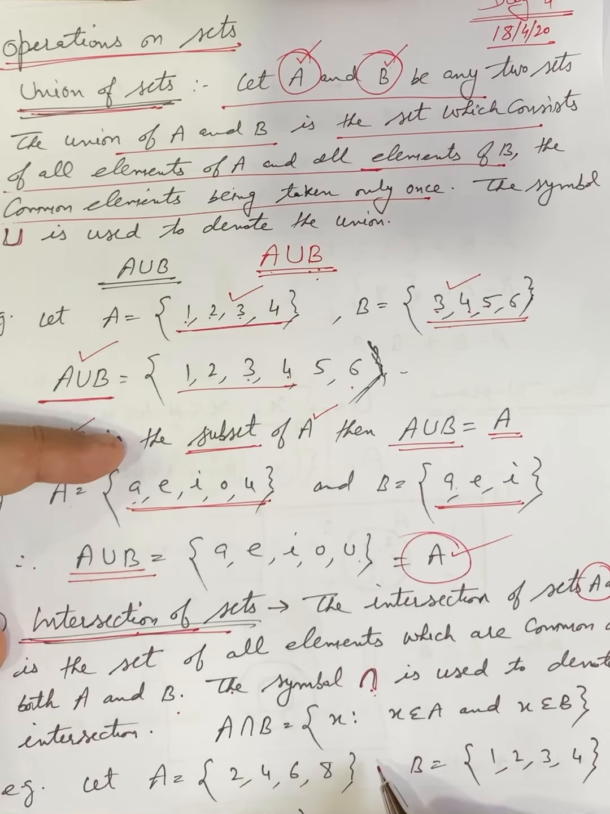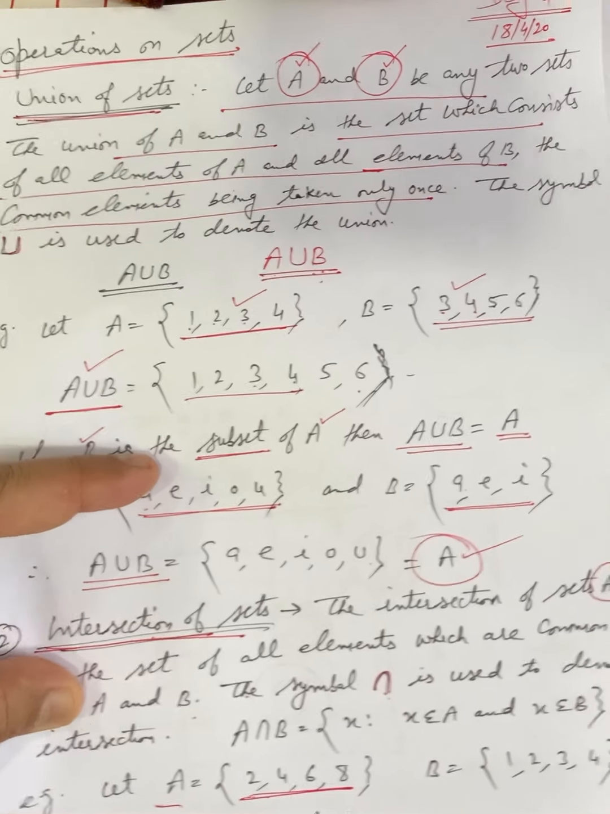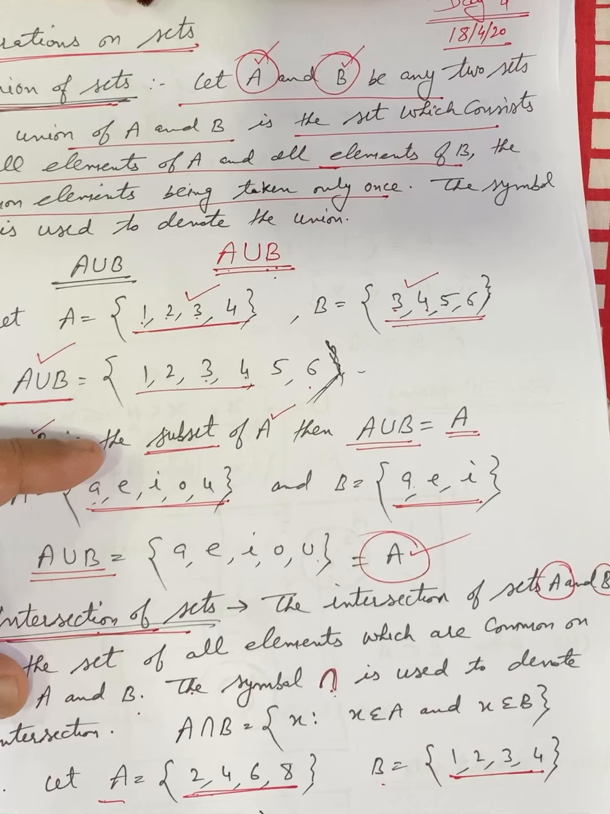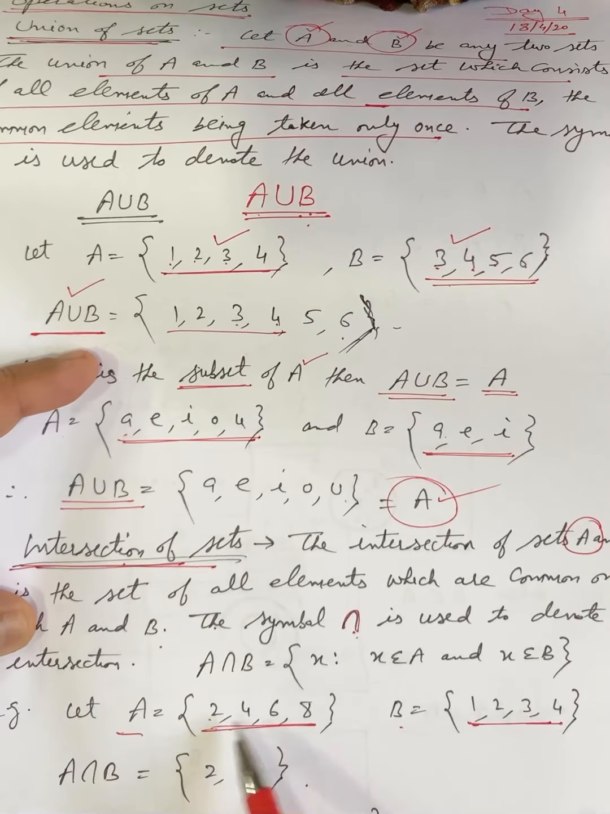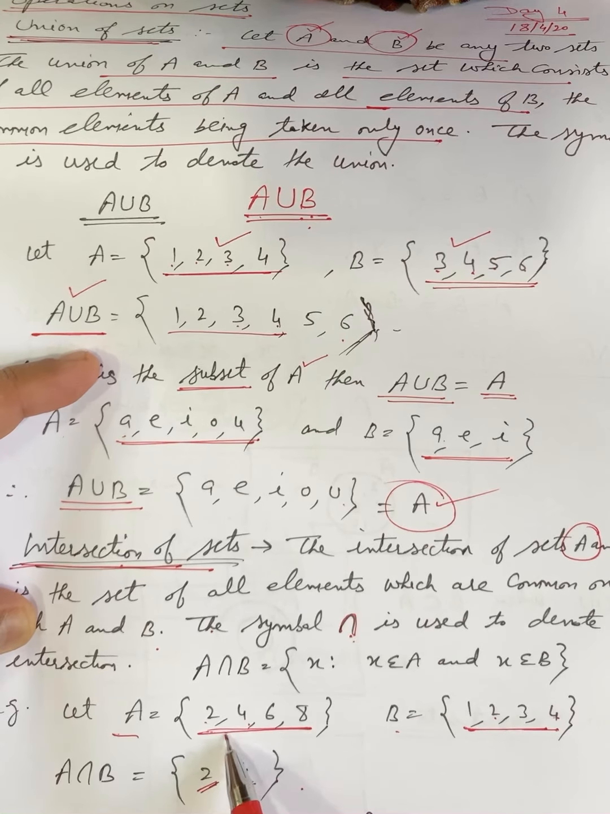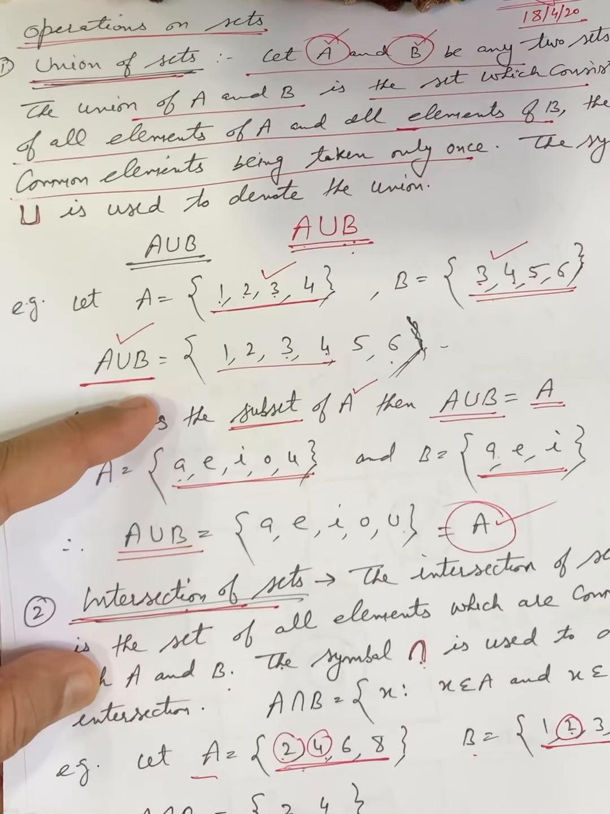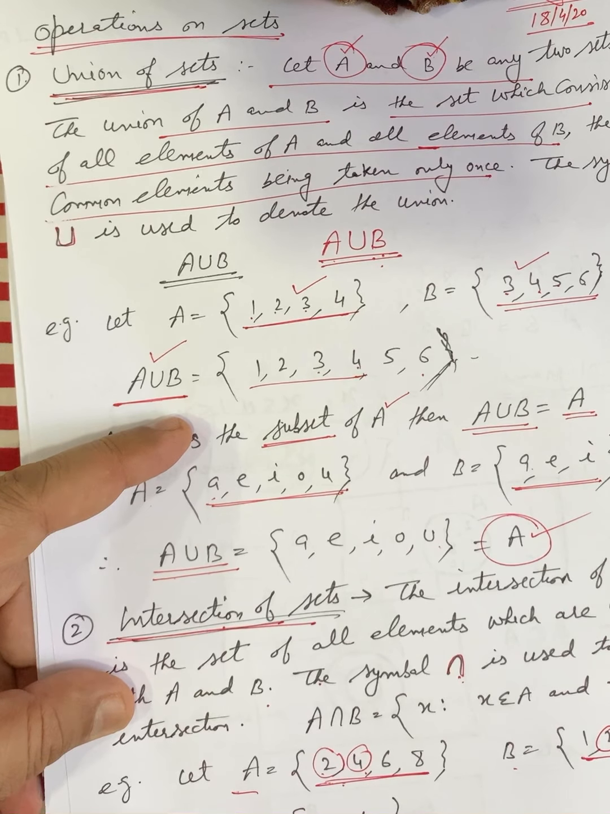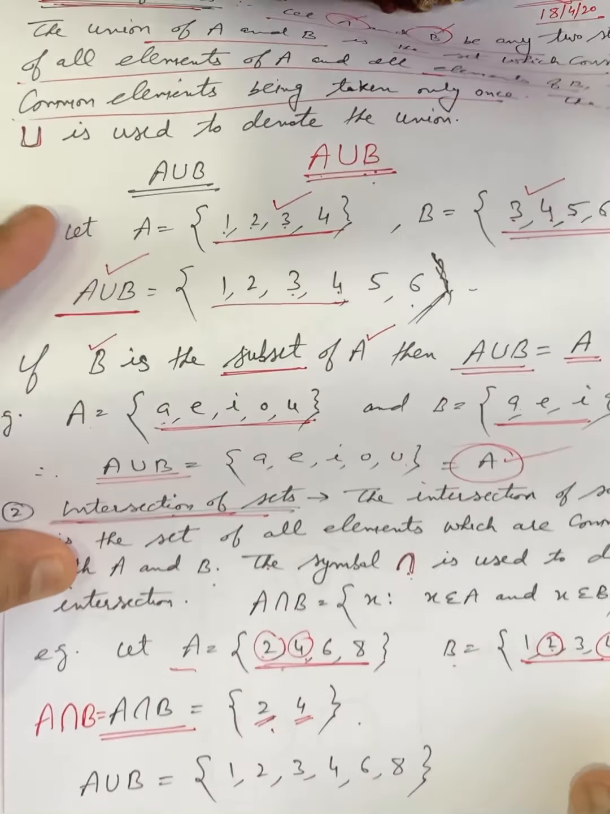For example, if A has elements 2, 4, 6, 8 and B has elements 1, 2, 3, 4, then what will be A intersection B? How many elements are common between them? The 2 is common, so 2. 4 is common, so there will be 4. So the set of all the common elements between the two sets will be the intersection. This is the symbol for intersection. This is A intersection B. That will be the set of the common elements 2 and 4.